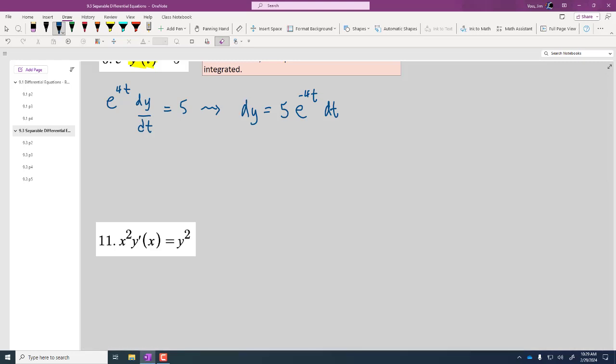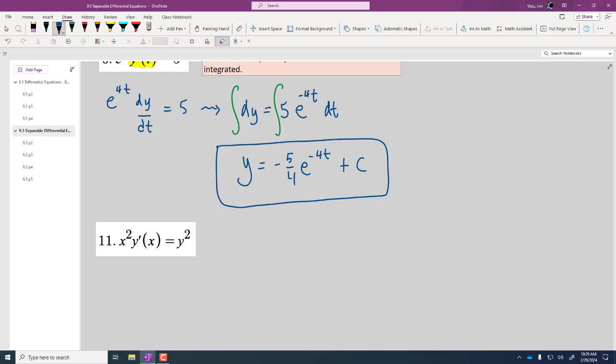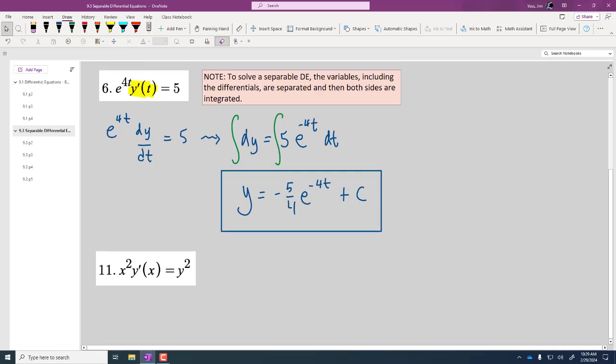So now we've separated it. And once it's separated, then the idea is that you integrate both sides. You integrate the left side with respect to y, the right side with respect to t. And that will work. So we end up with y equals negative 5 divided by 4 e to the negative 4t plus a constant of integration. So that is the general solution.